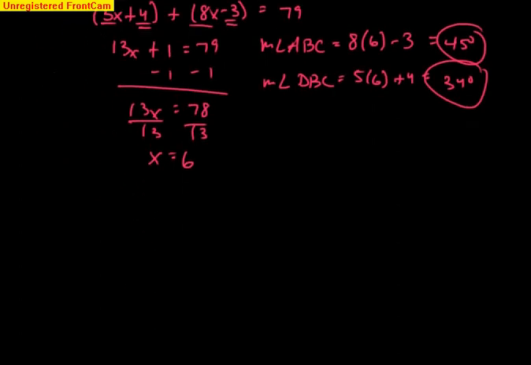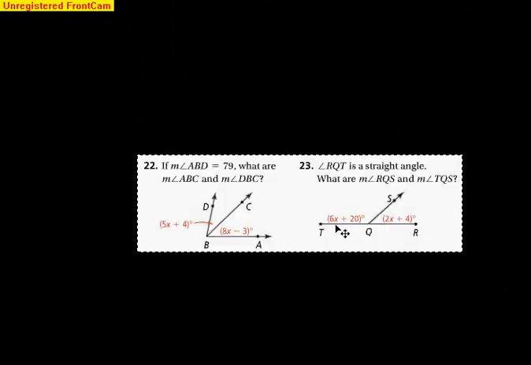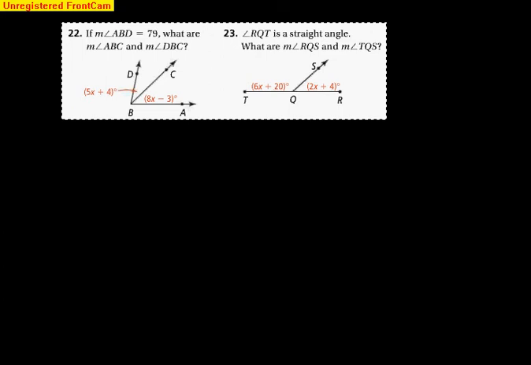Okay, I'm going to scroll down and I'll copy the picture again. Let's see if this works. Control V. Yes, it did. And we'll do 23 down here. Okay, so 23, in this problem it says angle RQT is a straight angle. Well, we need to know that if it's a straight angle, that means that it measures 180 degrees. So these two angles make up RQT, the straight angle. This is RQT.